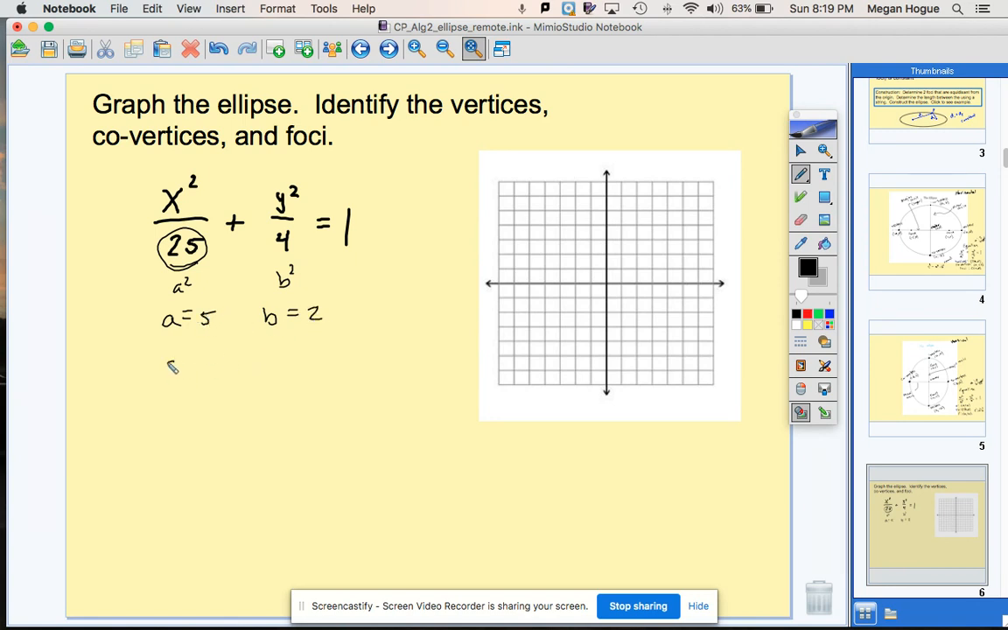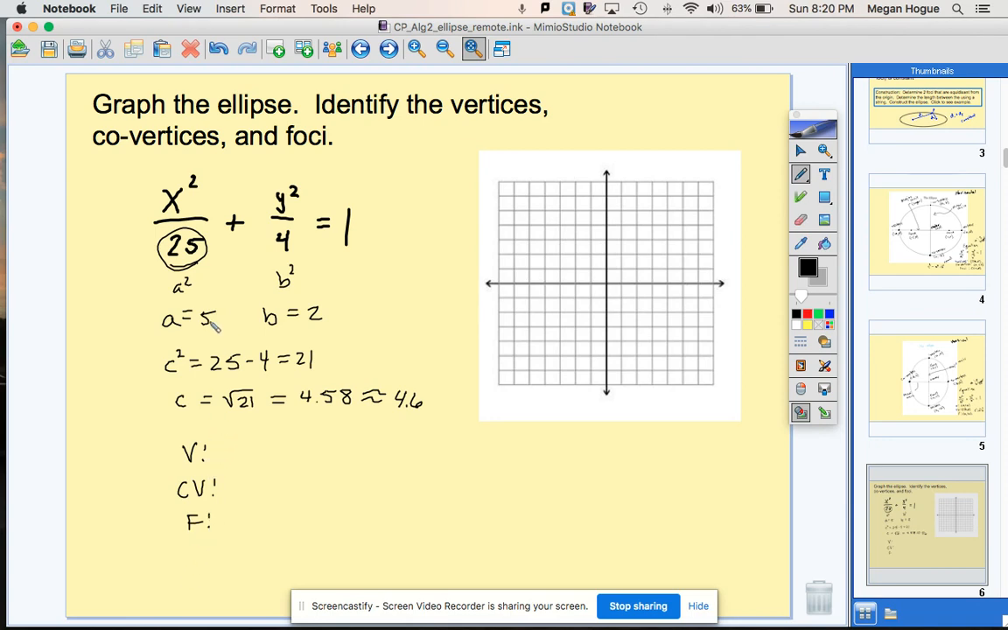B is 2. For c, I do c squared equals, well, those two numbers are already the a squared and the b squared, so I'll just plug them in there. C squared is 21, so c is equal to the square root of 21. But you know what? We're graphing. This is going to be one place that you can jump straight to that decimal. You don't have to show me any simplifying. So 4.58, and really, who's going to be able to tell the difference? We'll just say 4.6.